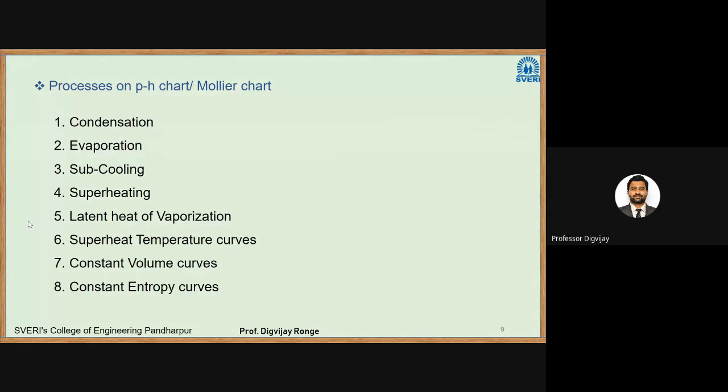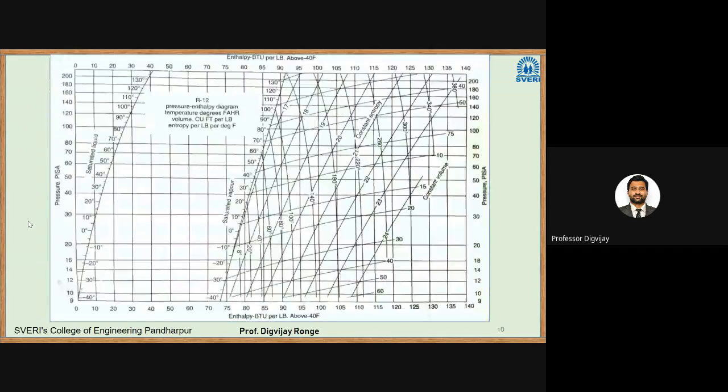That I have showed you. Constant volume curves, I also showed you, and constant entropy curves. So this is another diagram. This time it is for R12. Okay, this is for R12. We have seen diagrams in SI units, and this one is in British units.